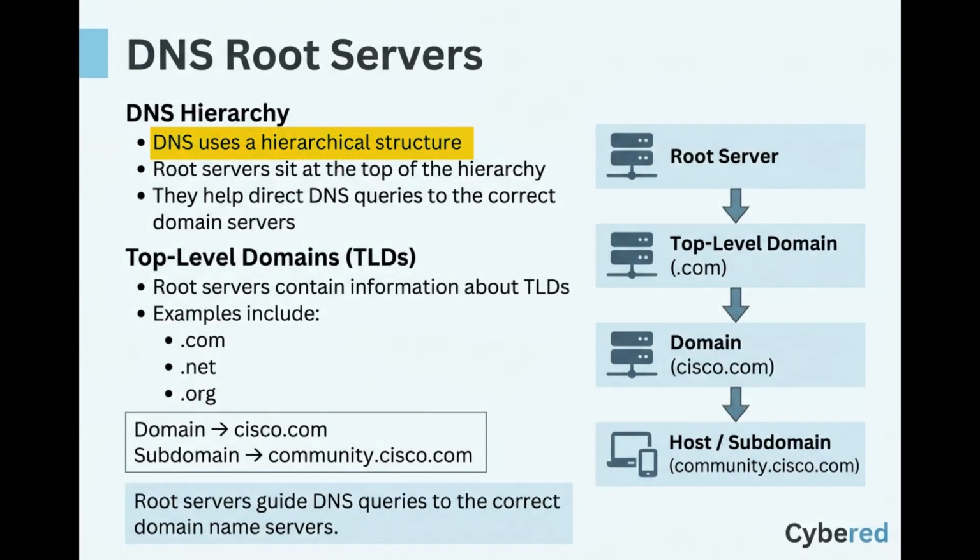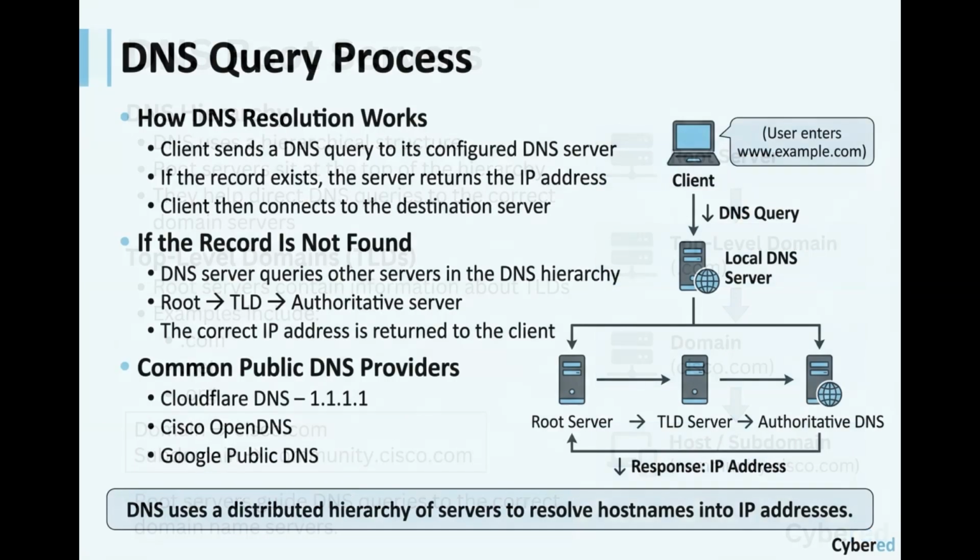The domain name system operates using a hierarchical structure made up of multiple levels of DNS servers. At the top of this hierarchy are the DNS Root Servers, which help direct DNS queries to the correct domain servers. Root DNS servers contain information about top-level domains such as .com, .net, and .org. For example, the .com root servers contain records that point to domains such as cisco.com and its subdomains like community.cisco.com.